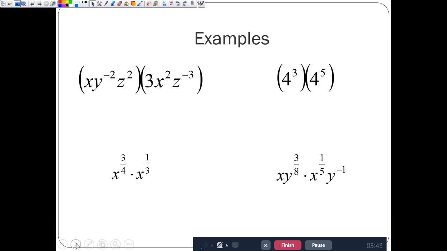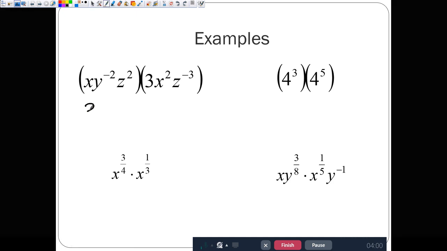Okay, I'm going to skip these two just for time purposes. We can maybe come back to them at the end. I'm going to do these on the list so we see fractions. Okay, so I'm going to multiply my numbers out front. So 1 times 3 is 3.